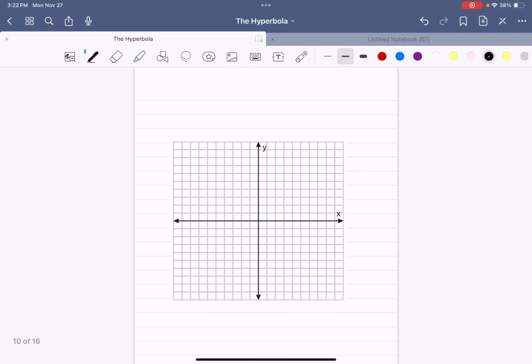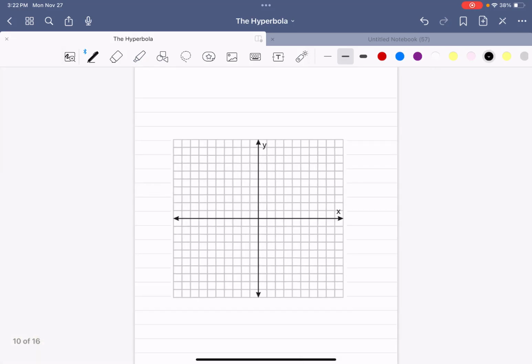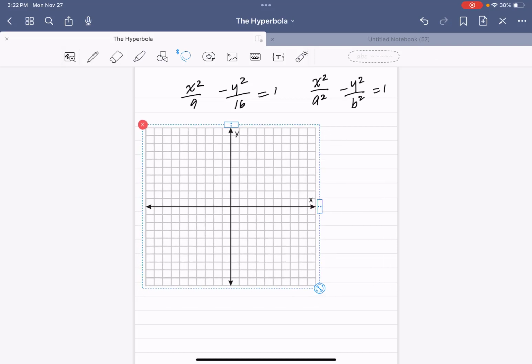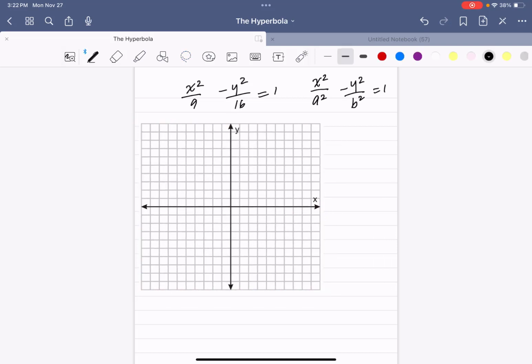So let's do that first one. x squared over 9 minus y squared over 16 equals 1. Now remember, our format is x squared over a squared minus y squared over b squared equals 1. So we have to find our a and our b, and that's going to be the square root of those numbers. So a squared is 9, so a is plus and minus 3. b squared is 16, so b is plus and minus 4.